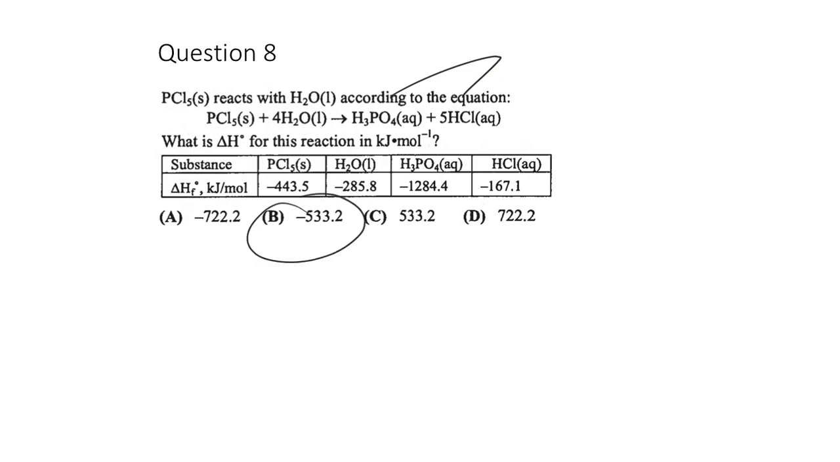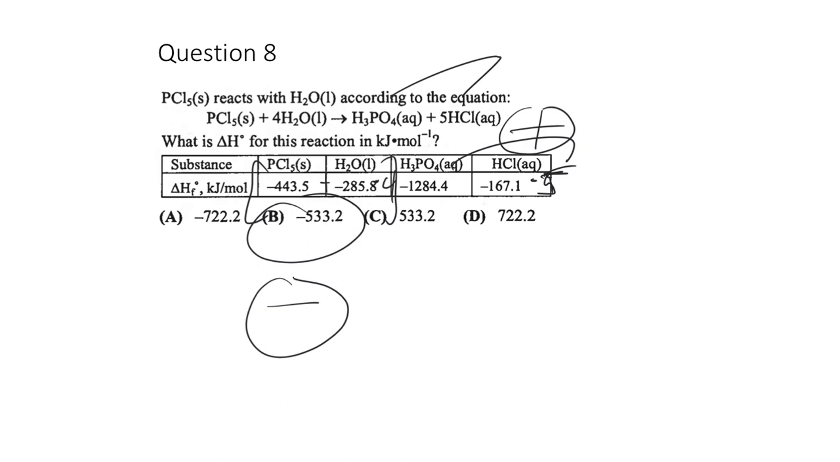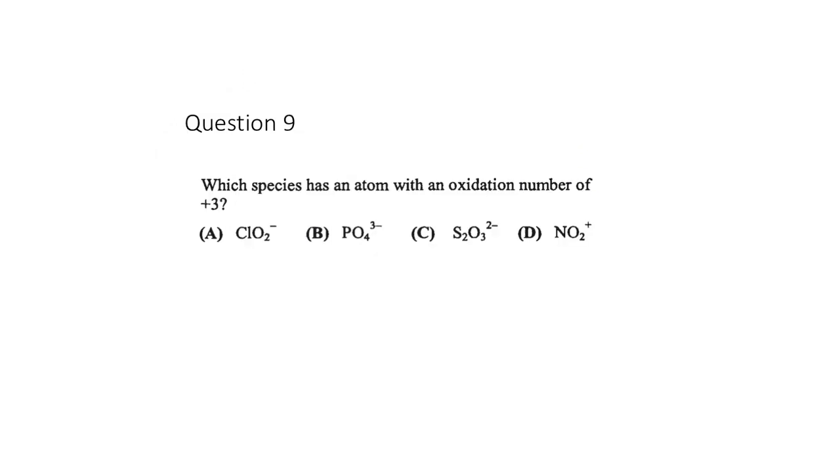533.2. And so we have to make sure that we take these two added together, this times 5 for the 5 moles, and then minus the sum of these two here. So the sum of the products minus the sum of the reactants.